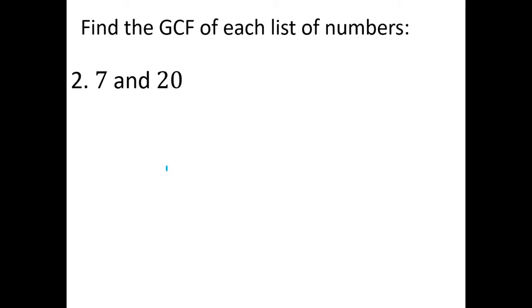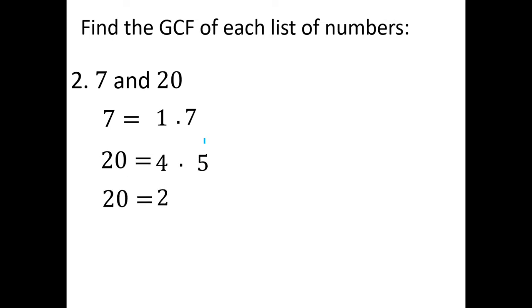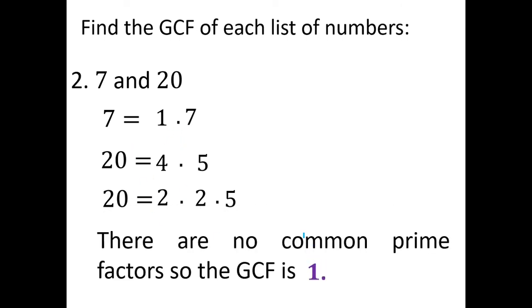Paano naman yung 7 and 20? So sa 7, alam natin ang factors niya is 1 and 7. Wala nang iba, di ba? And sa 20, we have 4 and 5, or 2, 2, 5. Pero nakita natin dito na wala tayong makukuhang common factor. So, ang sabi, 1. Pag walang common prime factor, 1 na lang ang common factor natin.